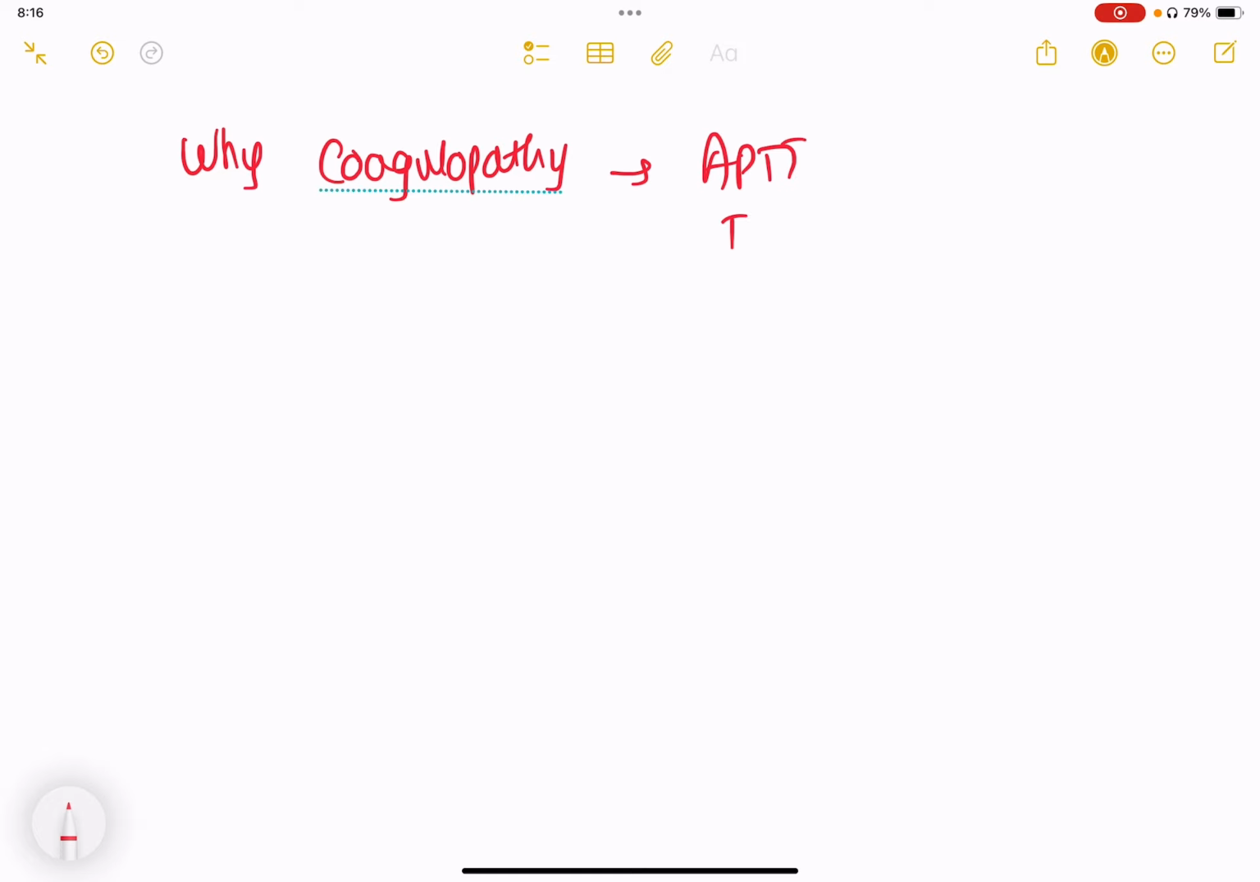We will be having a very interesting question: why is there coagulopathy, or why is there increased bleeding risk, or why are APTT or INR increased in cirrhotic patients or in CLD patients?